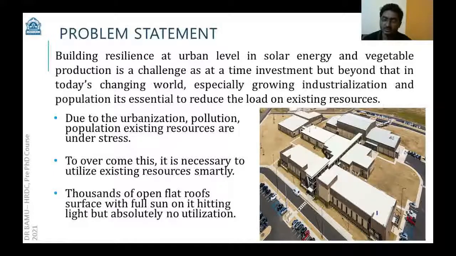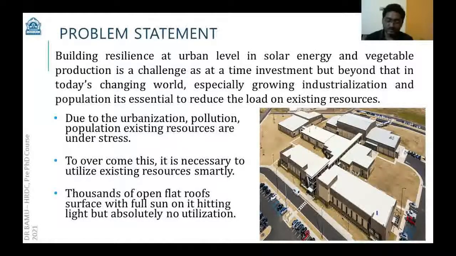To find this rooftop space, we need to identify all the buildings of these urban cities. Once we find the buildings, each building has its rooftop area. Once we find that, we know the area in square kilometers, and for that area we can work out how many solar panels are required, and inside the solar panels we again utilize that space for greenery. To measure such a potential, we use remote sensing images and GIS tools.